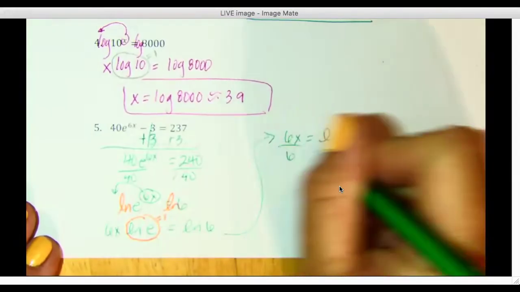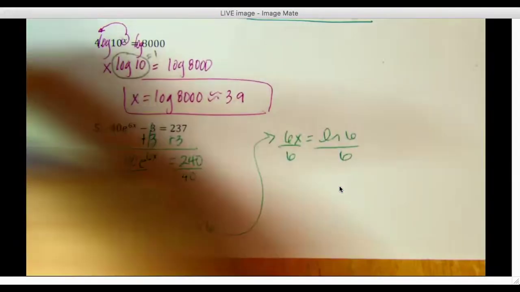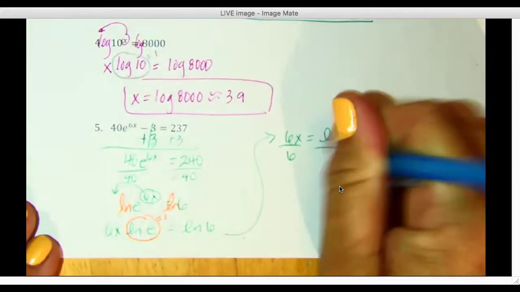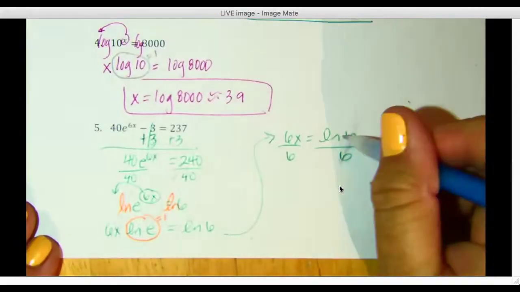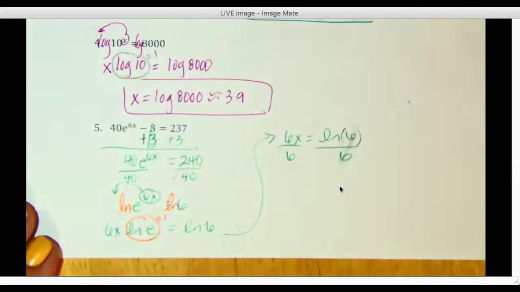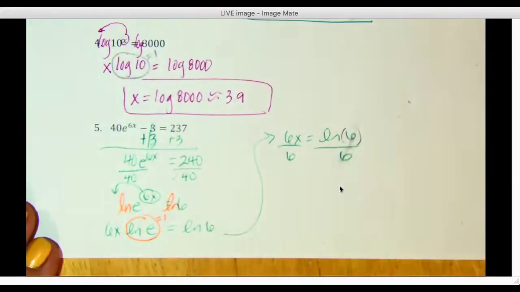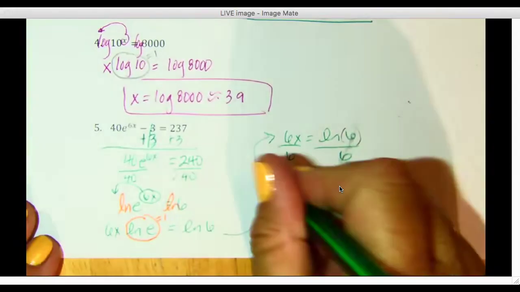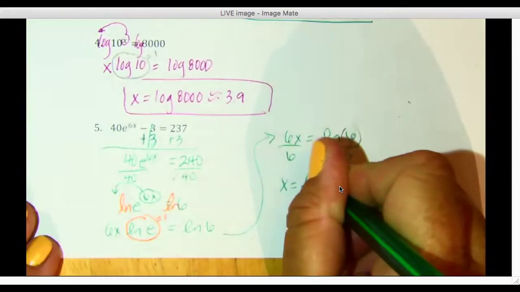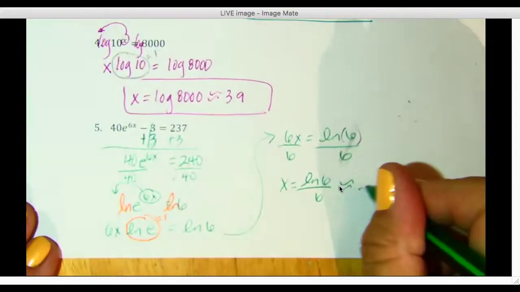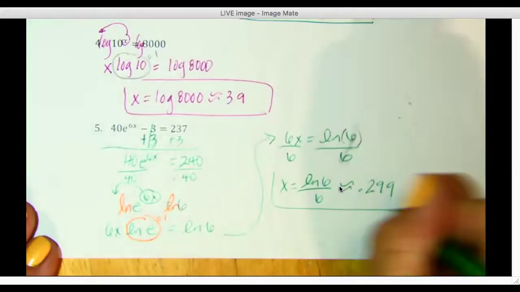I can divide by 6. And sometimes I'll see students do this, and those cannot be canceled out. This 6 is inside of this logarithm. It can't come out. This 6 is not inside a logarithm, and so it can't be reduced with that 6. So my exact answer would be x equals ln of 6 over 6. And then I can type that into my calculator, and I get 0.299.